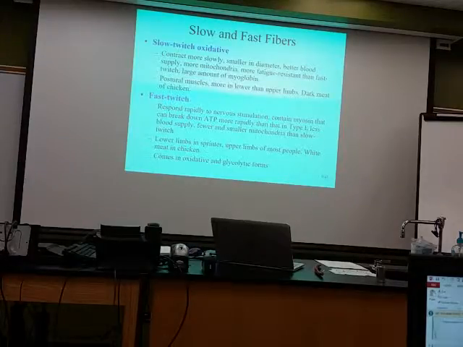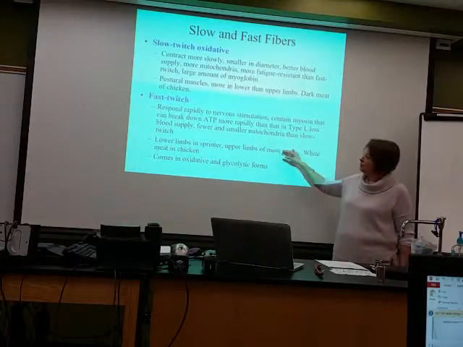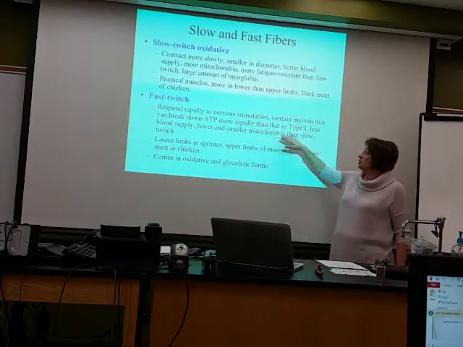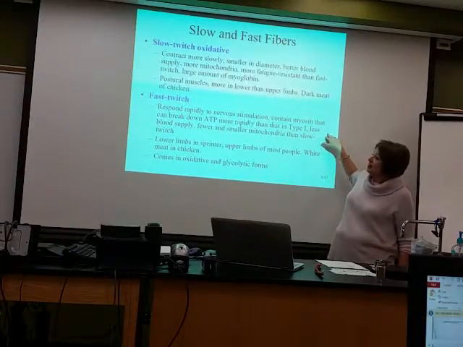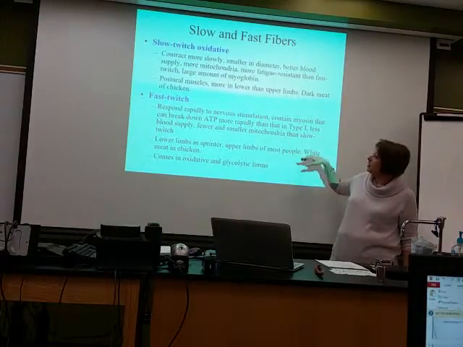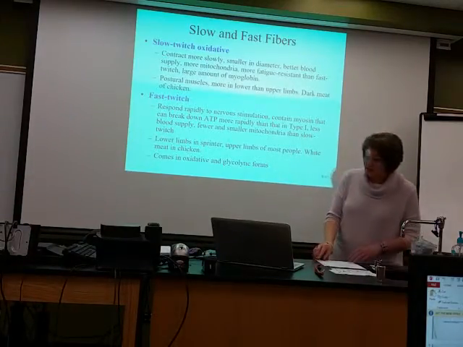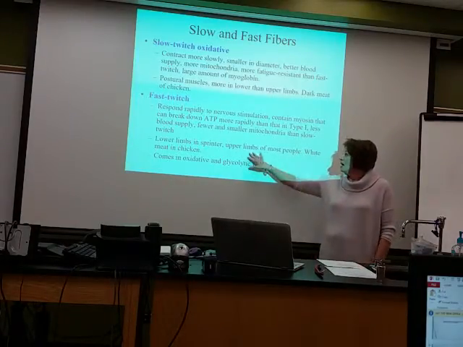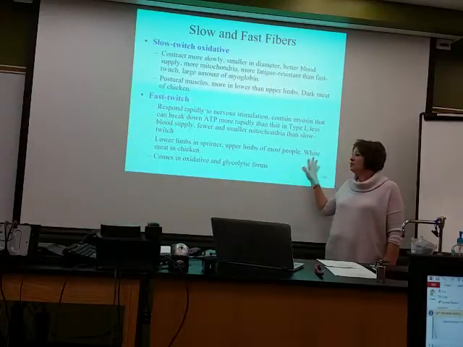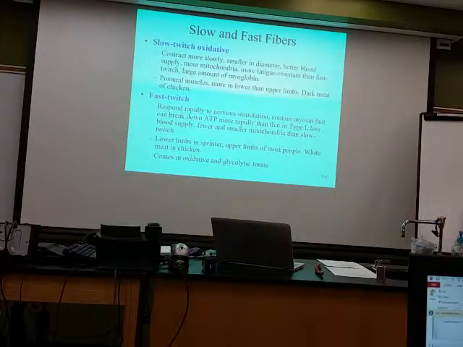Now, fast fibers contract quickly, but they will fatigue quickly. They respond quickly to the nerve stimulation. The ATP gets used a little more readily. We don't have as much of a blood supply, not as many mitochondria. A good example is the lower limbs of a sprinter, or the upper limbs of most people. In the chicken, we find the wings and the breast are the white meat. There's not as much of a blood supply there.